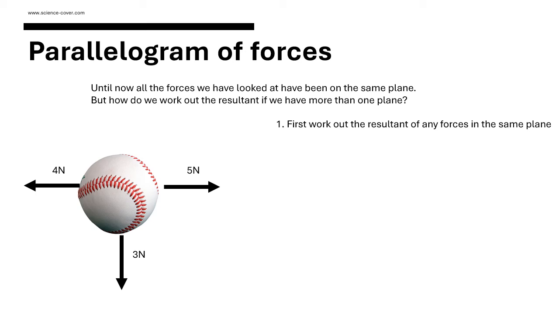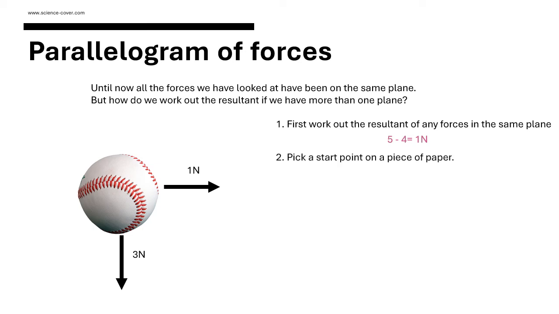First, work out the resultant of any forces that are in the same plane. So we have a 5 Newton and 4 Newton force acting in the same plane. So we can do 5 minus 4, which gives us a 1 Newton force to the right. Now we can use our forces to draw a parallelogram of forces.